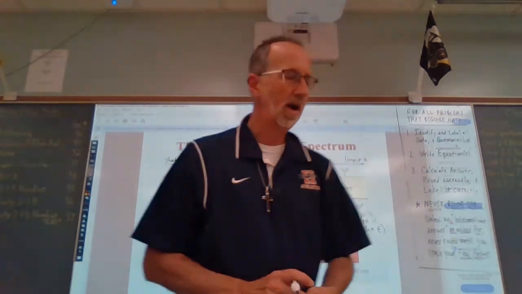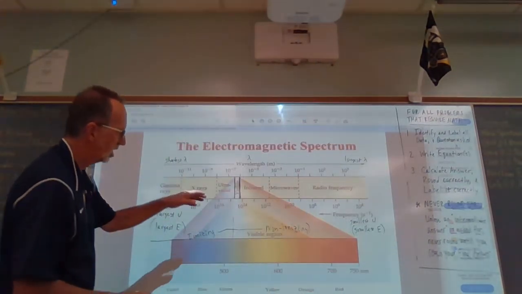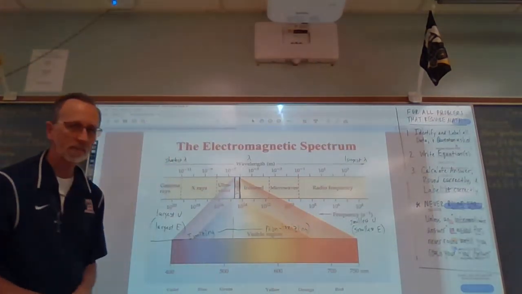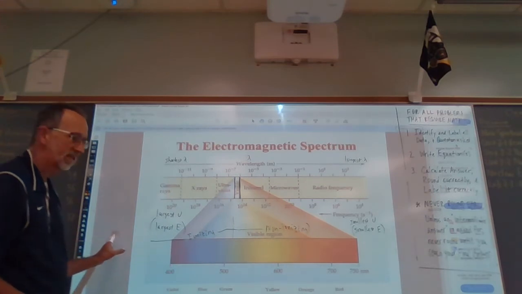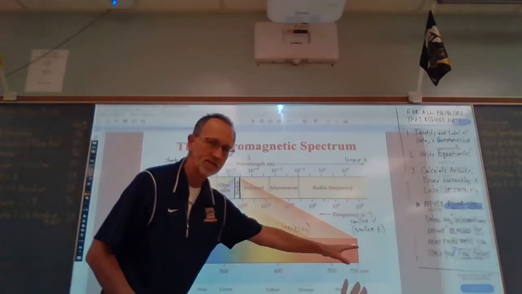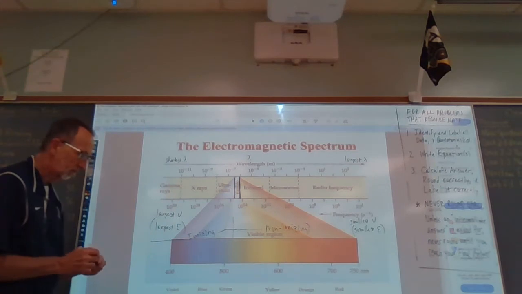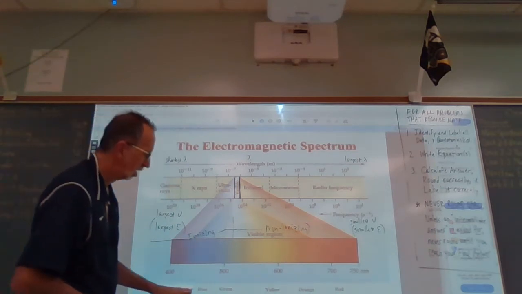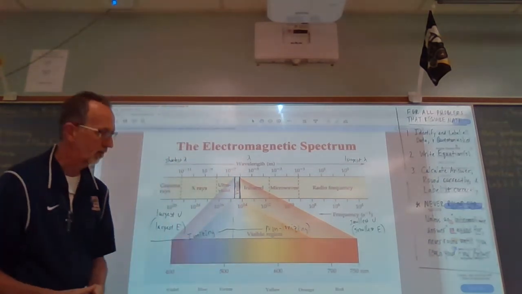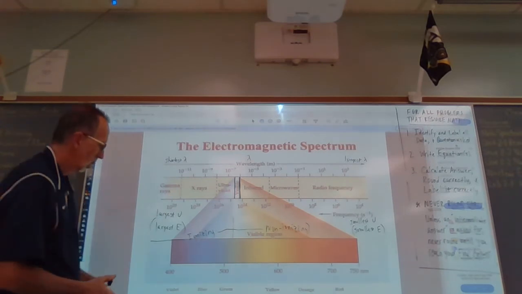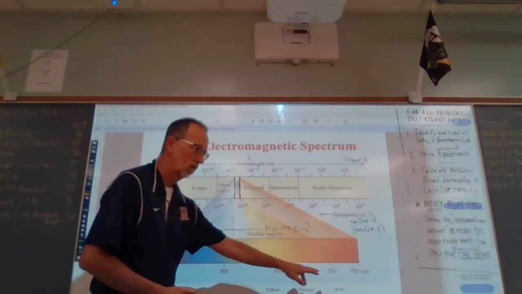All right, so I want you to see then that we have extended this out. Remember, wavelength, the smallest wavelength is down here, largest is down here. All right? And if you look down here, you will see the color spectrum. Violet, blue, green, yellow, orange, and red.